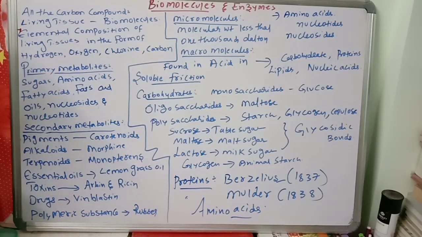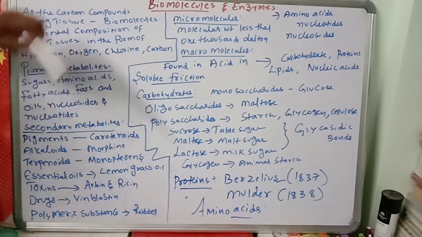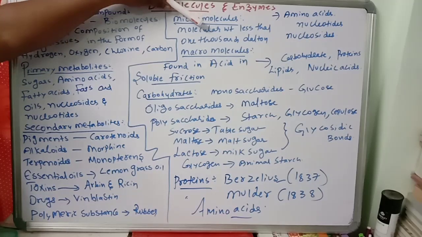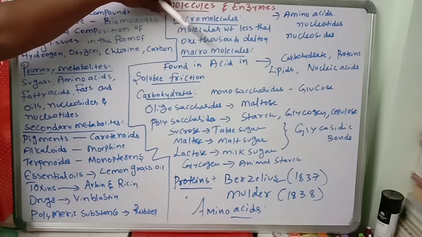Before going to that, we have to discuss some micromolecules, with molecular weight less than 1000 Dalton. Molecular weight less than 1000 Dalton, in the sense micromolecules. They are amino acids, nucleotides, nucleosides.